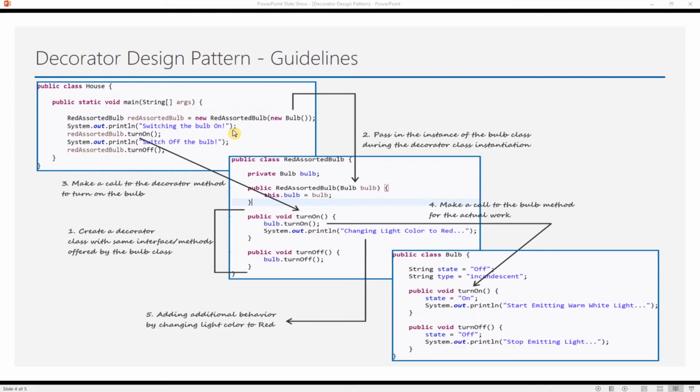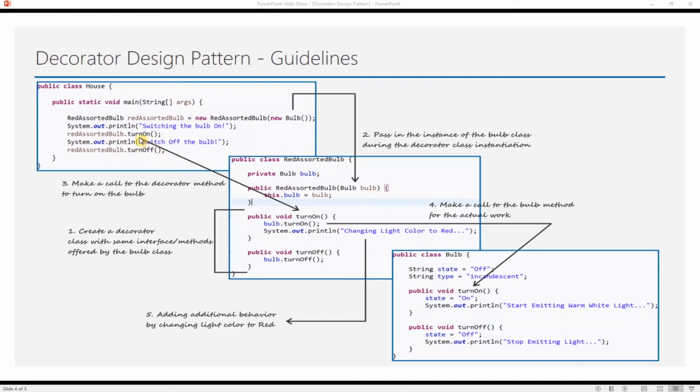The next step is for the consumer to create an instance of this red assorted bulb class and further provide it with the bulb instance that this class is meant to extend in terms of adding more behavior to what was actually offered by the bulb class itself.